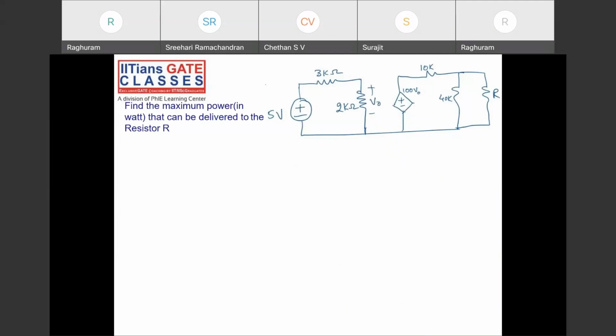So again, everyone, what kind of source is this? This is a, what kind of source is this? Voltage controlled voltage source. This is a voltage source whose value is controlled by this voltage. Okay, now calculate the maximum power that can be delivered to the resistor R.